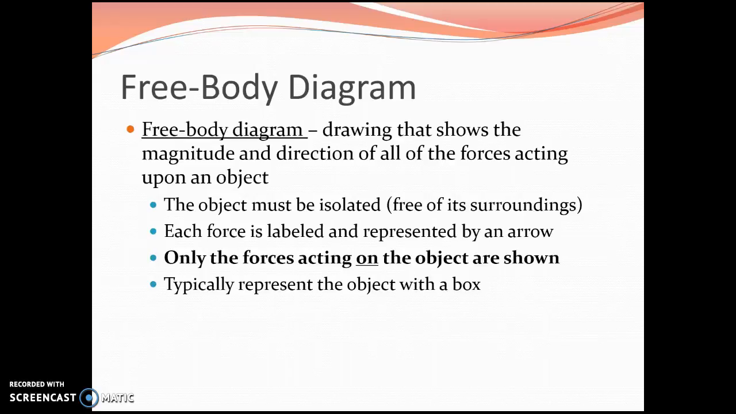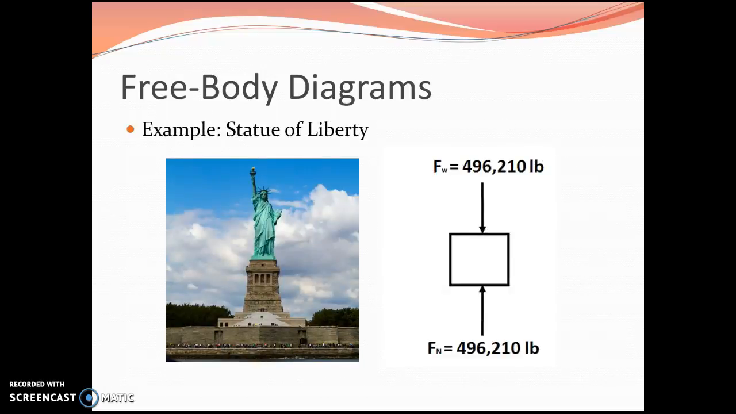Typically, you represent the object with a box. You'll see in the examples it's not always true. If it's something very difficult to draw, typically you use a box or a point. But if it's something like a ball that you're drawing a free body diagram of, just draw a ball. That's fairly easy. The truss bridge, these bridges are not too difficult to draw, so you'd also want to draw those out. And I have an example coming up.